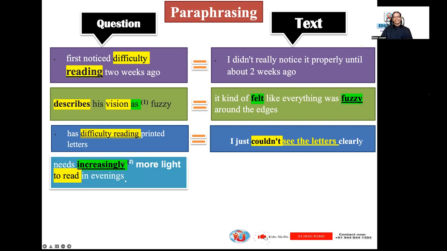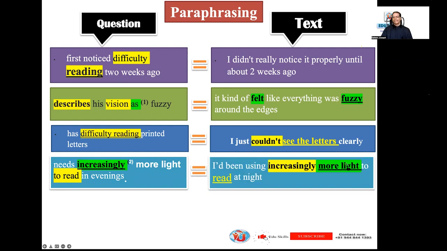And in the question, it says, needs increasingly more light to read in evenings. In the text, it says, had been using increasingly more light to read at night. Here it is, read in evenings, read at night. Synonymous expressions. Increasingly, same word is used, more light, the same scale is being used. You know, here everything says needs increasingly. This is a factual statement. Here the pronoun is used, he is explaining. See, I'd been using, I just couldn't. He has difficulty reading printed letters. So here it is said in factual statements. Here it is said in first person. He is explaining. And this one here is stated as factual statements in the questions.